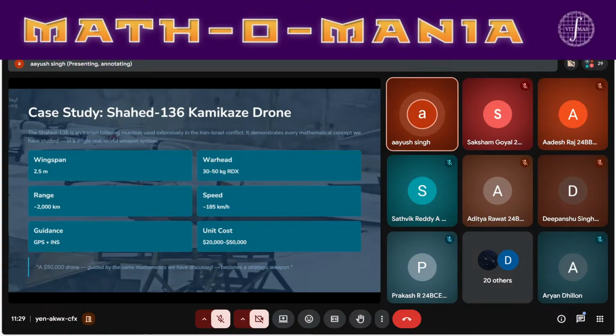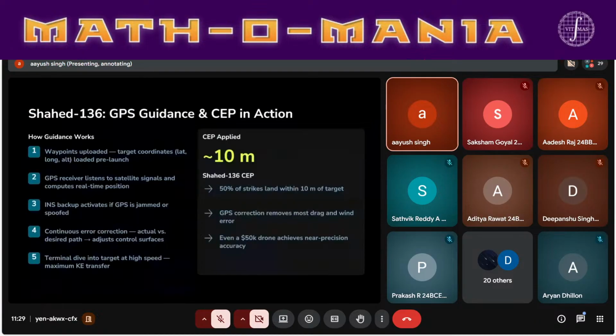This is a relatively cheaper drone having a cost of 20,000 to $50,000. During war times, $50,000 is not a lot because countries tend to spend more than 100 times of this for a single missile.